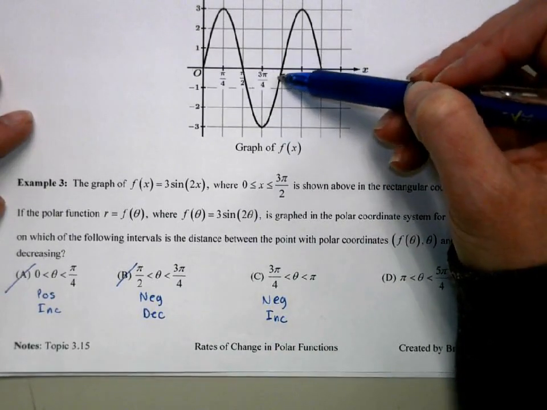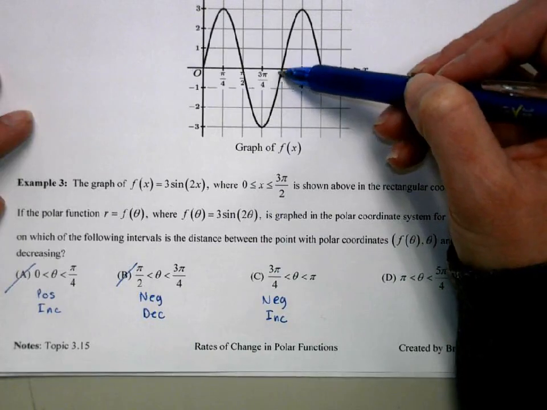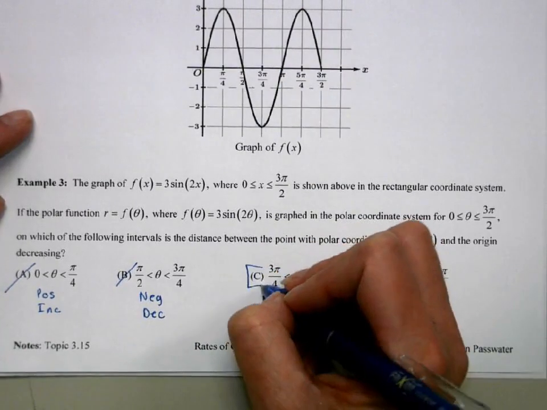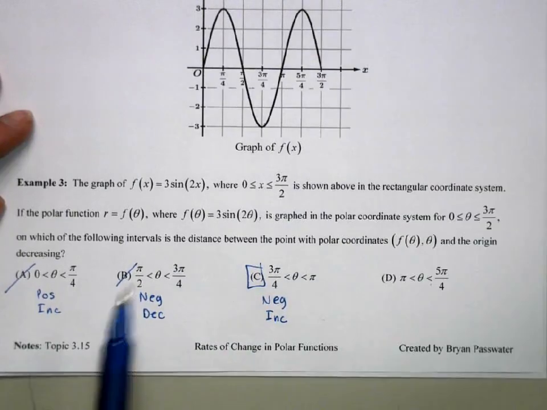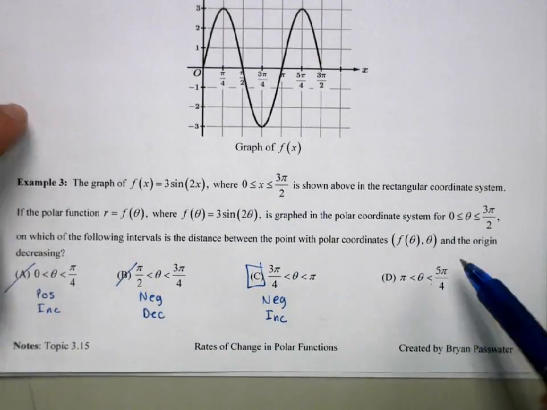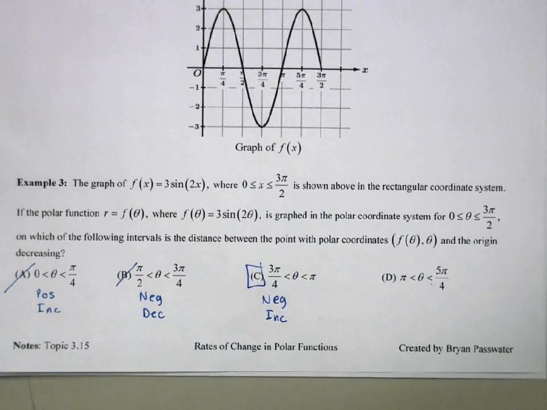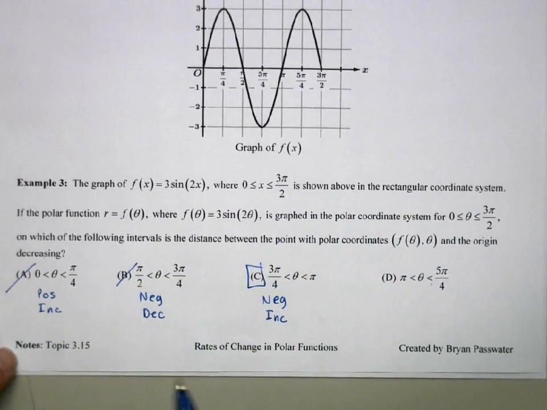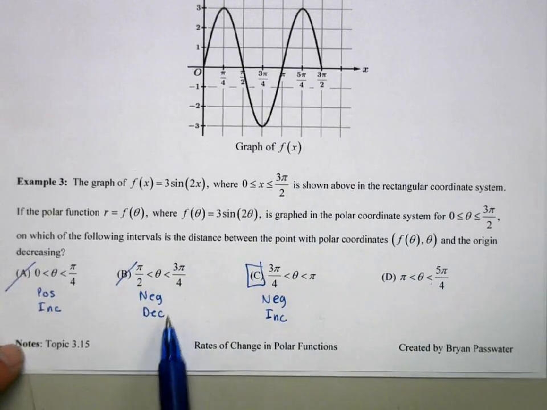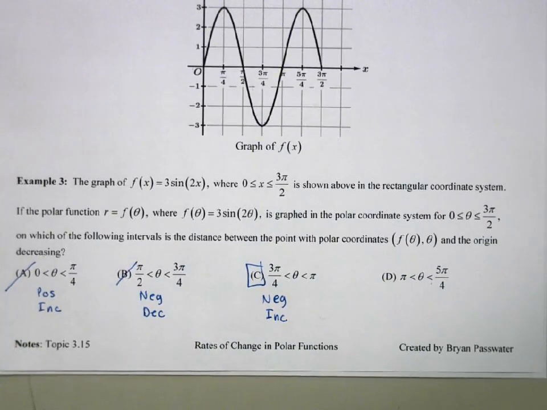This is a big distance, this is a small distance. So that will work, but let's check this last one. Pi to 5 pi over 4, just like the first one, is positive and increasing. So kind of a way to remember that is if it's the same, positive increasing or negative decreasing, the distance is going to be increasing, and if they're opposites, negative increasing or positive decreasing, it's going to be decreasing. The distance is decreasing.